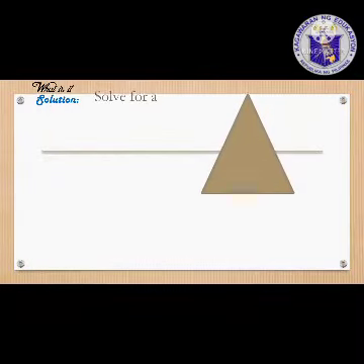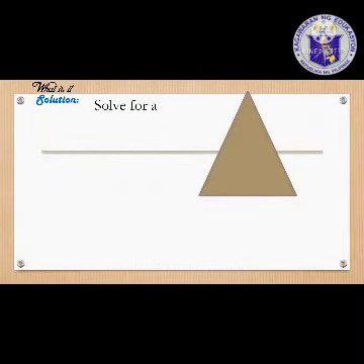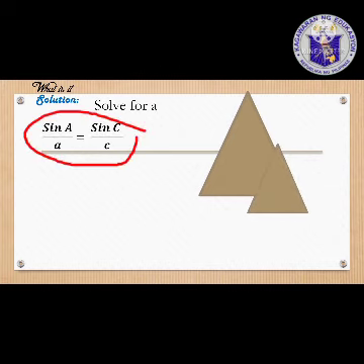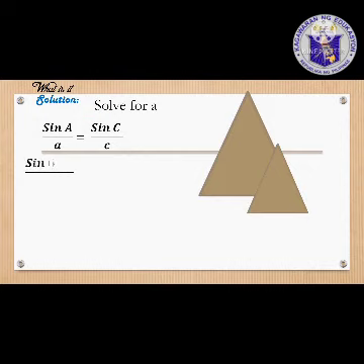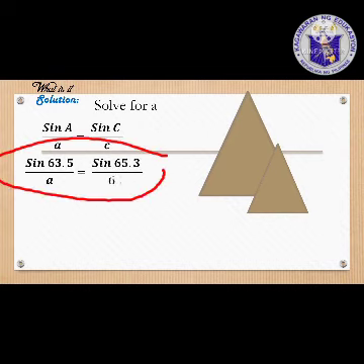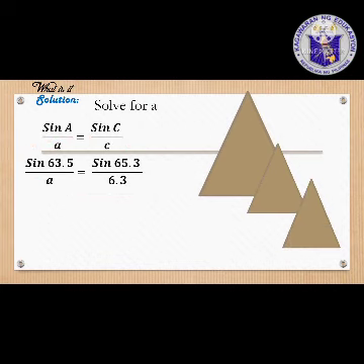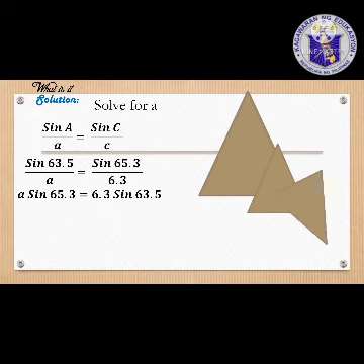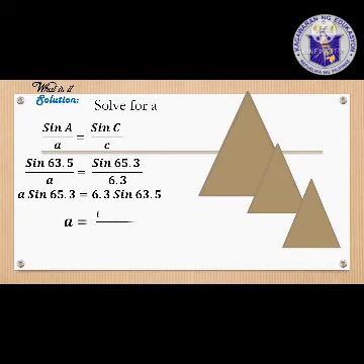Based on the given, we will use this part of the formula: sine A over a equals sine C over c. Substitute the known values, we obtain sine 63.5 divided by a equals sine 65.3 divided by 6.3. Let us cross multiply. We get a sine 65.3 equals 6.3 sine 63.5. Solve for a: a equals 6.3 sine 63.5 divided by sine 65.3.